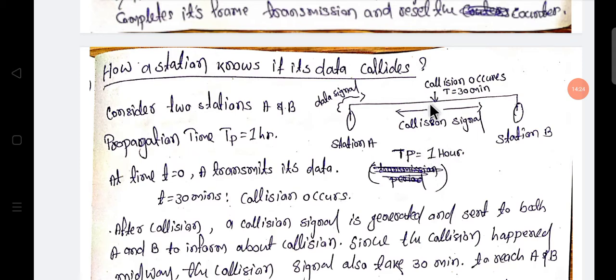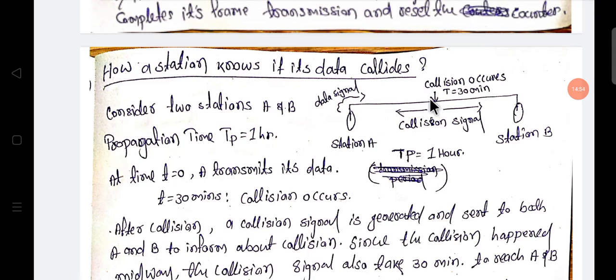Here this collision will occur at time 30 minutes. That means after 30 minutes of transmitting data from station A, the collision will happen. After the collision, a collision signal is generated and sent to both A and B to inform them about the collision.